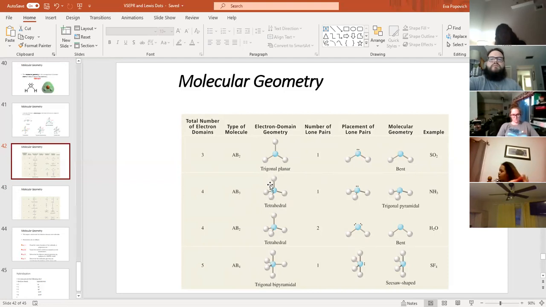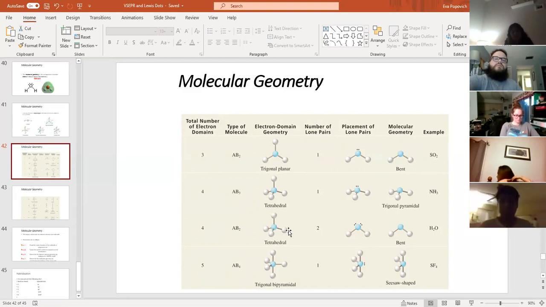If I have a tetrahedron and I have one of the atoms removed so that I have a lone pair, what I have down here is like a three-faced pyramid, or a trigonal pyramid. A pyramid with three legs on it. If I take another one away, I have two lone pairs. Again, I have a bent molecule.